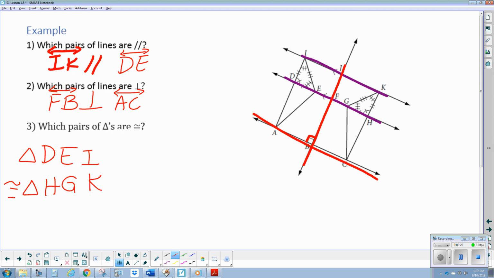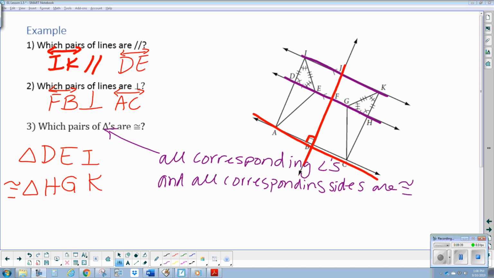And then lastly, which pairs of triangles are congruent? Remember, to have congruent triangles, we need all corresponding angles and all corresponding sides to be congruent. So I'm just going to look at the corresponding angles first. D and H are corresponding, B and G are corresponding, and I and K are corresponding. And if I look at my markings, I can see that they each have the same number of arc and tick marks on them.